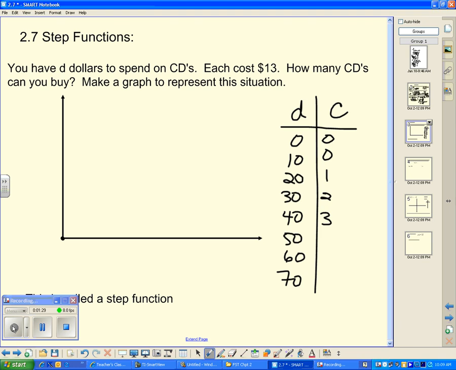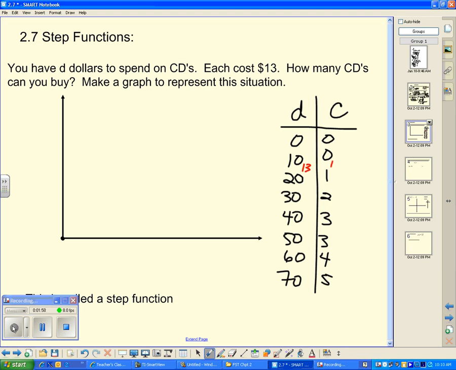50, is that going to give us enough for 4? No. Okay, so we're still at 3 here. 60 then would be enough for 4. And 70 would be enough for, help me out, is it 5? Okay, so that looks a little weird, right? If we are going to graph this, it's probably going to be helpful to add in a couple numbers in here. We'd hit 1 if we had $13, so I'm going to plug that in.